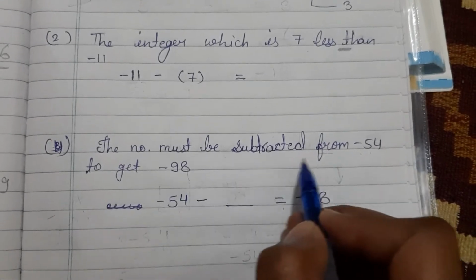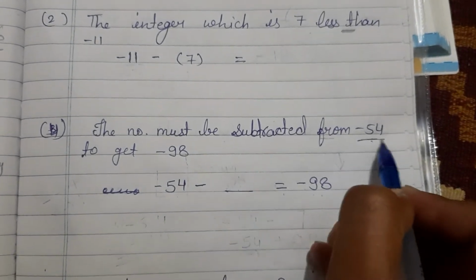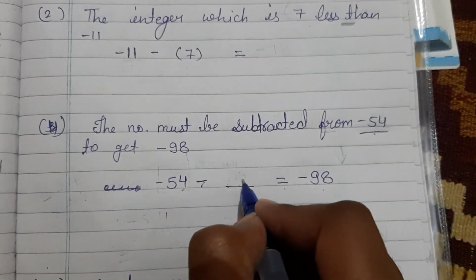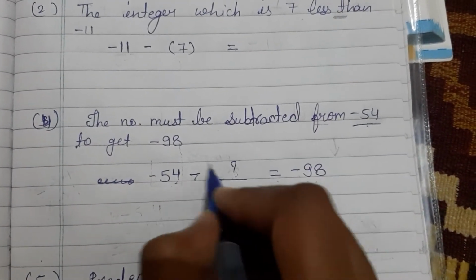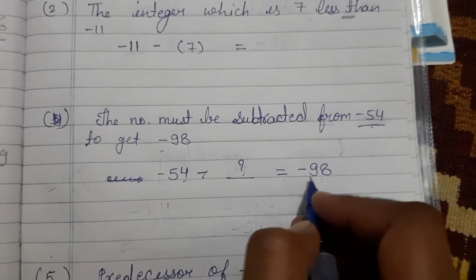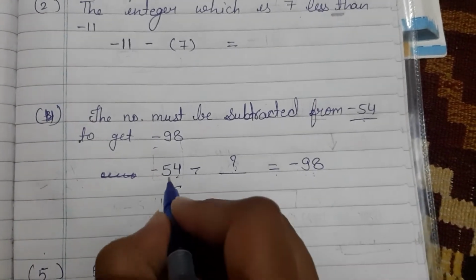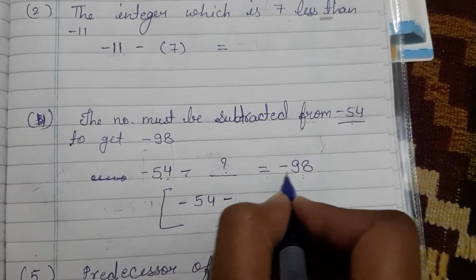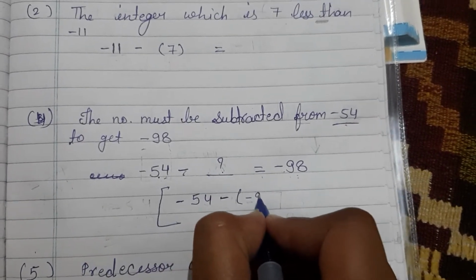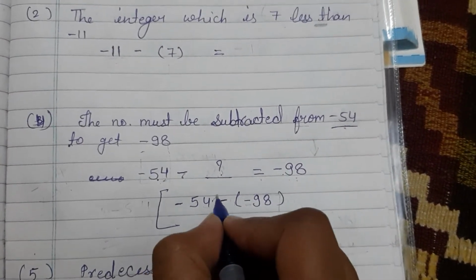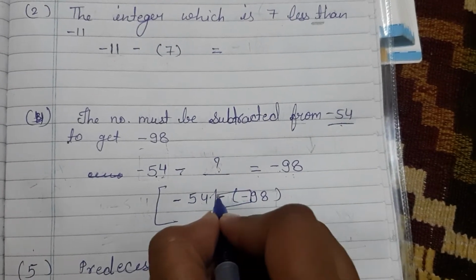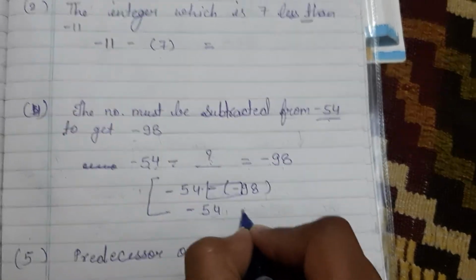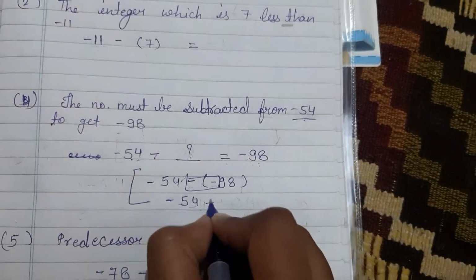The number must be subtracted from minus 54. So the first number you have to write is minus 54, minus, and which number do you want to subtract? This is the missing number we are finding, to get minus 98. So what is the process? I told you already. First you have to write this minus 54, that minus sign, and after this the number, minus 98. Now you have to make it in a box, because two signs together convert into one sign. Minus minus becomes plus 98.